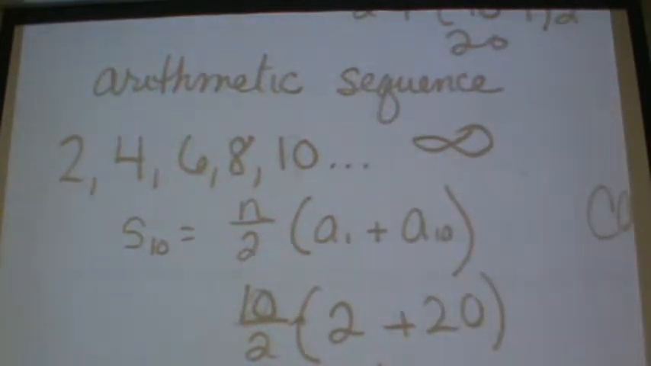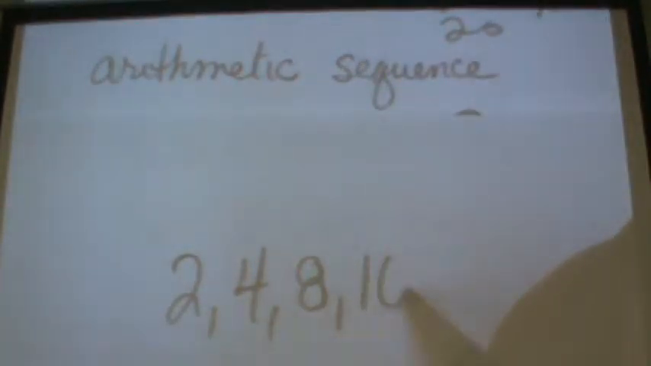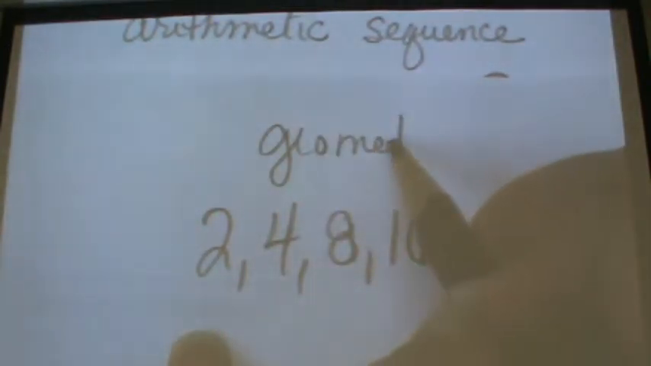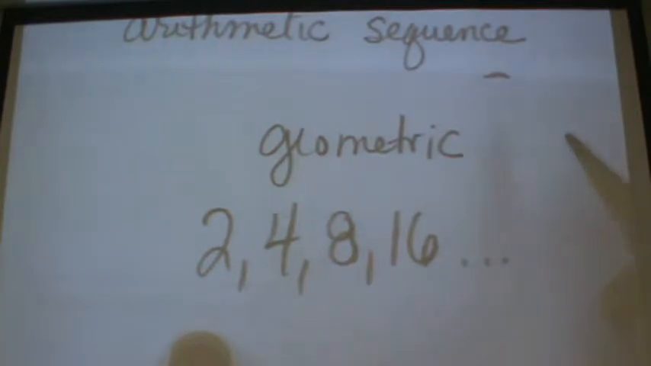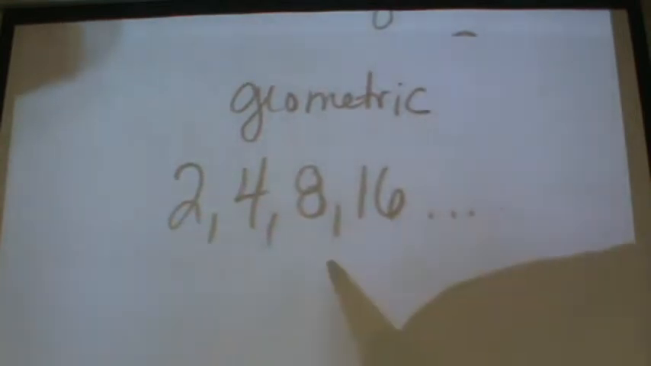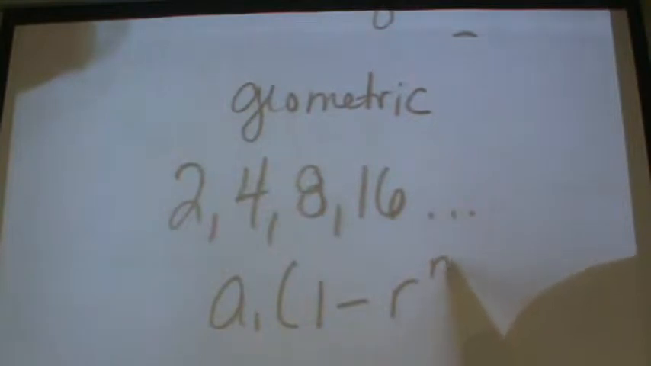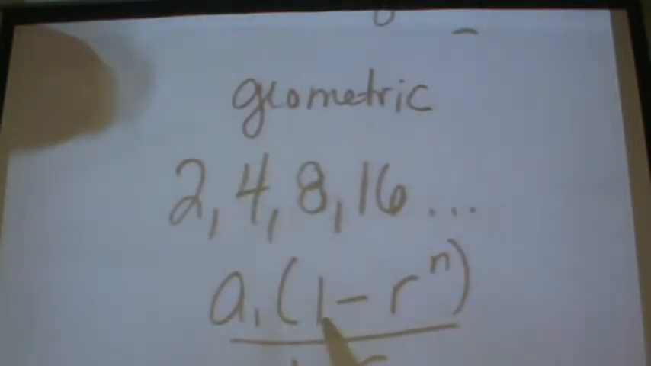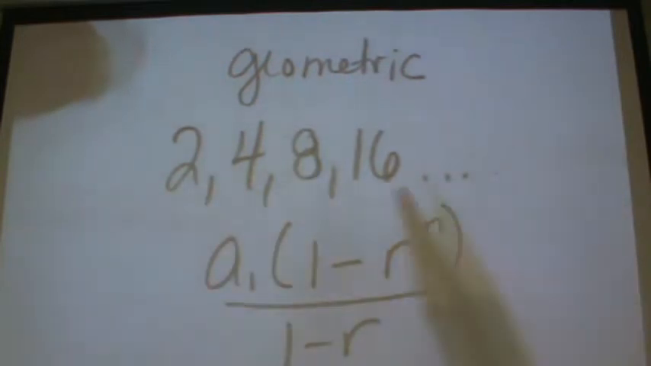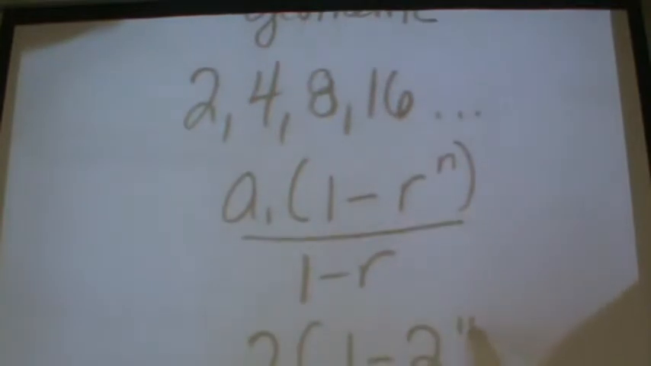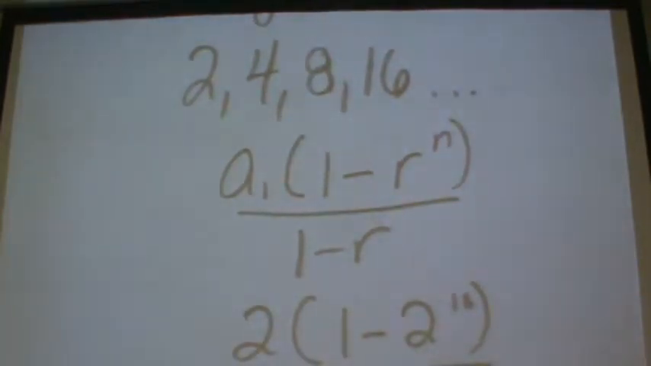Well, what if I gave you this problem now? 2, 4, 8, 16, and so forth. This is a geometric sequence. If I asked you to add the first 10 terms, you would do what we did on the previous problems. You take the first term and multiply by 1 minus r to the n power over 1 minus r. We just did these problems. So if I asked you to add the first 10 terms, it'd be 2 times 1 minus the ratio, 2, to the 10th power, over 1 minus 2. You can do that. You'll get an answer.